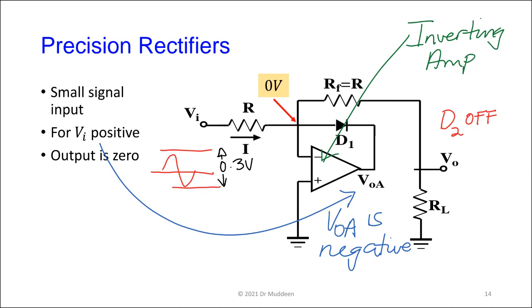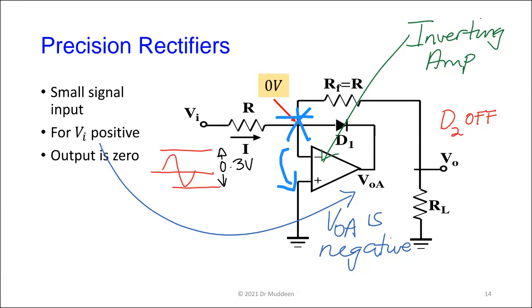Right? Let me take D2 out of the circuit. So this is what I have. D2 is off, so it basically does not exist in the circuit. VOA is negative because we have an inverting amplifier configuration. And this point here is at 0 volts because here is at 0 volts.